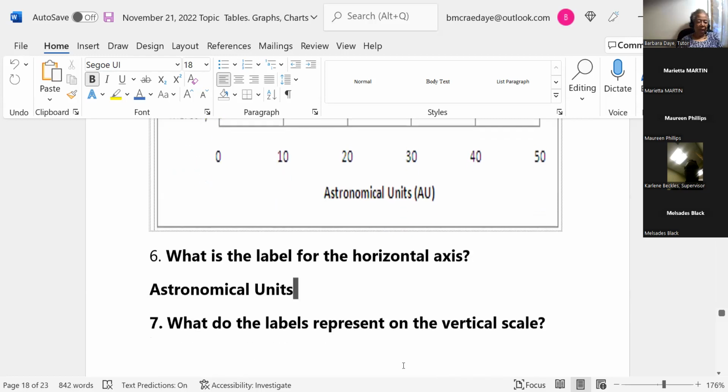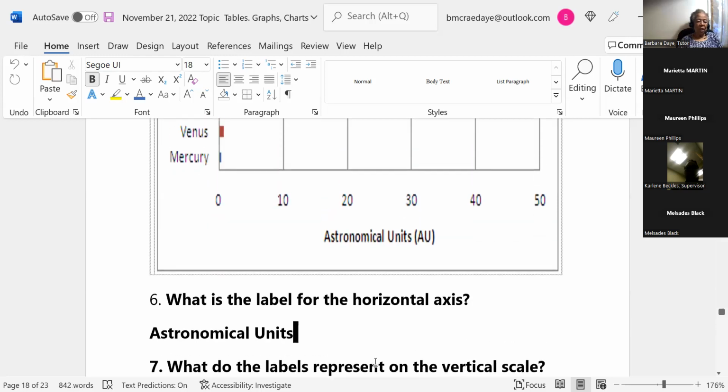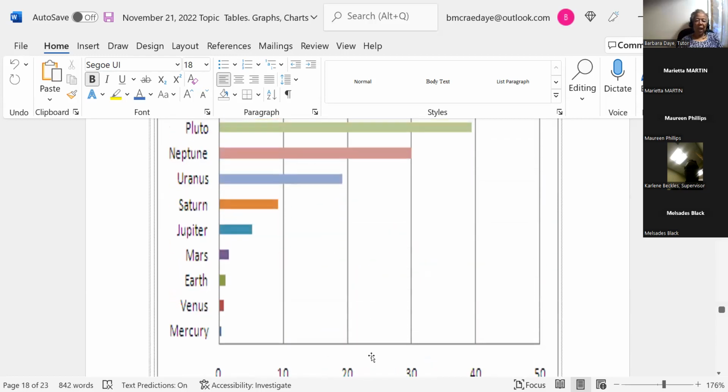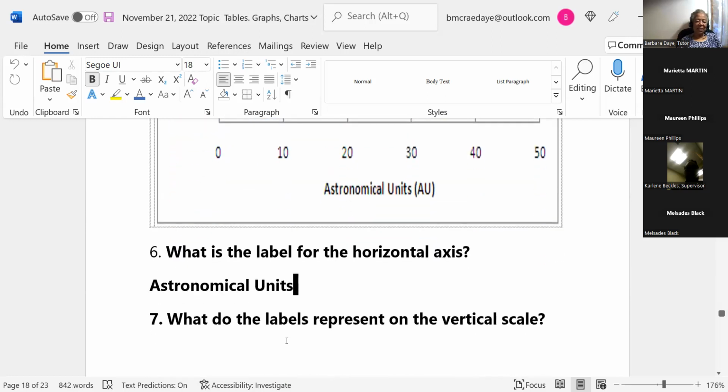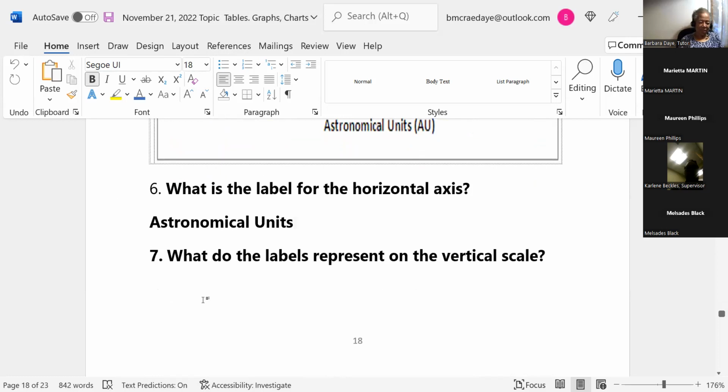All right. Now, what do the labels represent on the vertical axis? Anybody? Vertical. Pluto. There's a name for these. Planets. Names of planets. Okay. So that's what you put. Names of planets, right? And you see Earth is there.